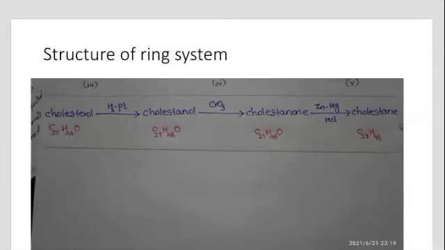Cholesterol is converted to cholestanol on treating with H2/Pt, and this cholestanol is converted to cholestanone on treating with chromium trioxide. This cholestanone is converted to cholestane, a saturated hydrocarbon, on treating with zinc amalgam in the presence of HCl.